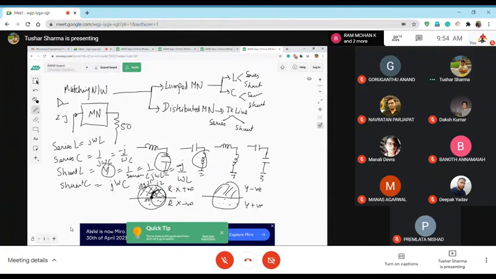Okay, is this point understood? So series L will move clockwise. This will move clockwise. Is this clear? Yes, sir.